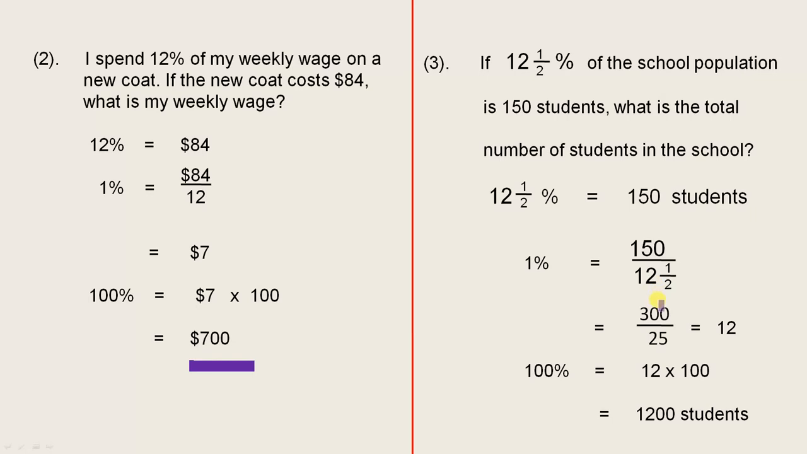2 times 150 is 300. 2 times 12.5 is 25. So that's exactly the same value as this fraction here. So 150 over 12.5 will give you the same answer as 300 over 25, and that's 12. So 100% will be 12 times 100, and that's 1,200 students for the school population.